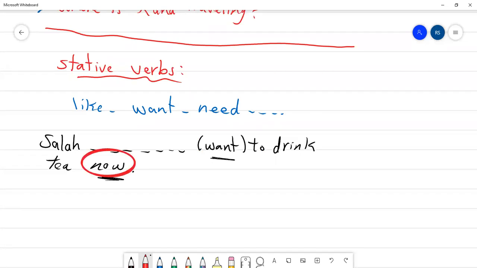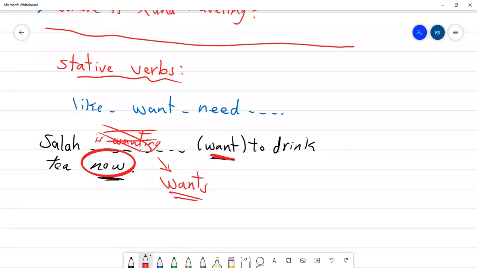Now, expresses present progressive. If someone says is wanting, it's false. Why, my friends? Because want is a stative verb. We can't use stative verbs in present progressive. Instead, we use simple present. So we say wants.